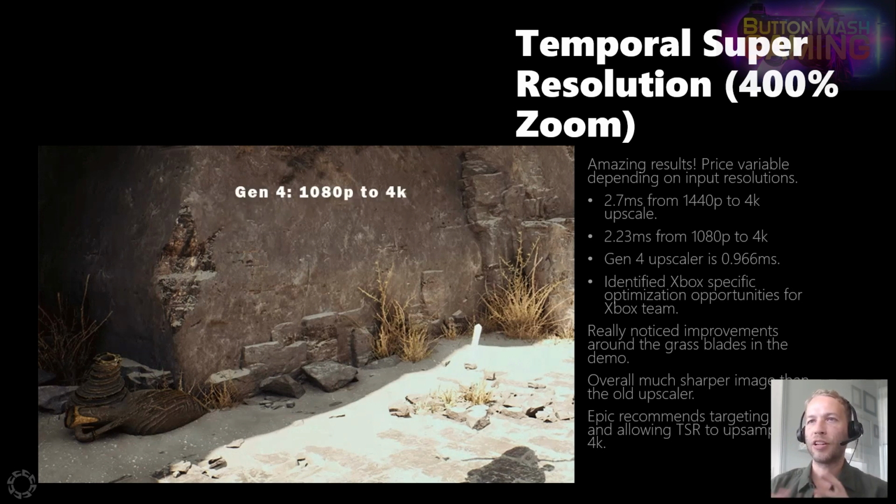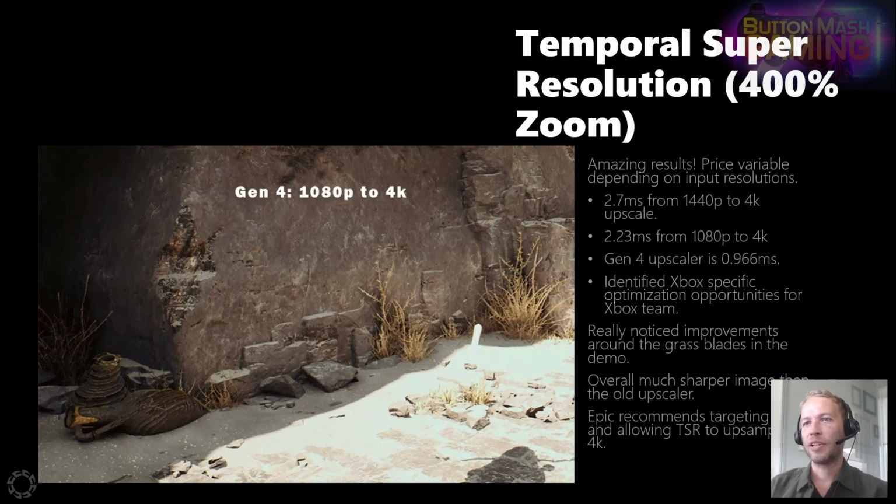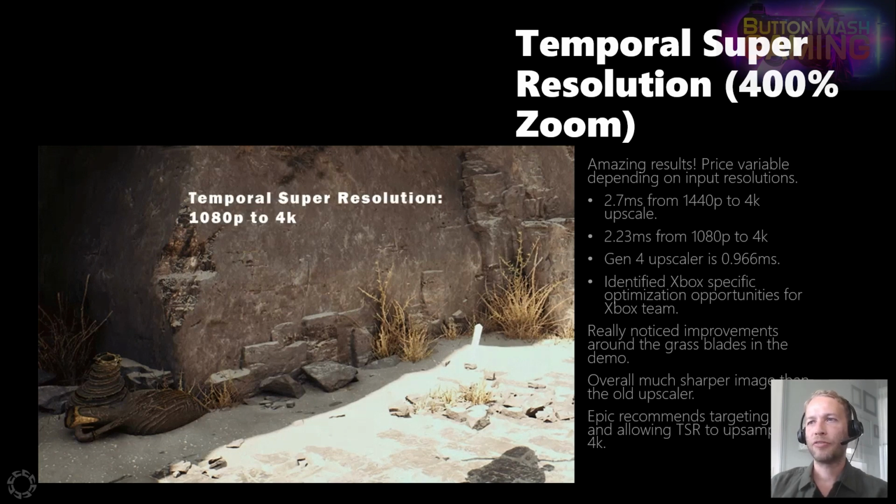When you see the two comparisons, this is the Gen 4 1080p to 4K and then the TSR 1080p to 4K. If you look at things like the grass blades, they get much sharper with the TSR. Even the detail on the sand, there are a lot more sand pebbles you can see in the TSR version. Epic recommends targeting 1080p and allowing TSR to upsample to 4K, so that's why I was testing 1080p here. Really phenomenal results, and so I was digging more into it.